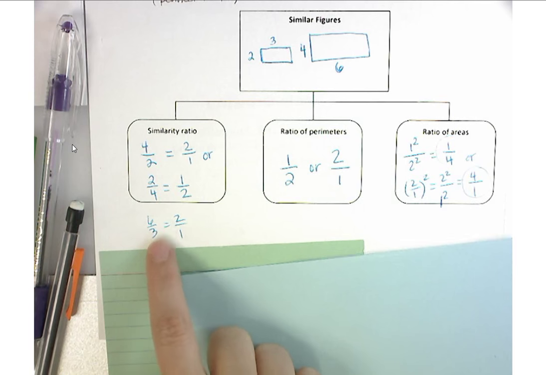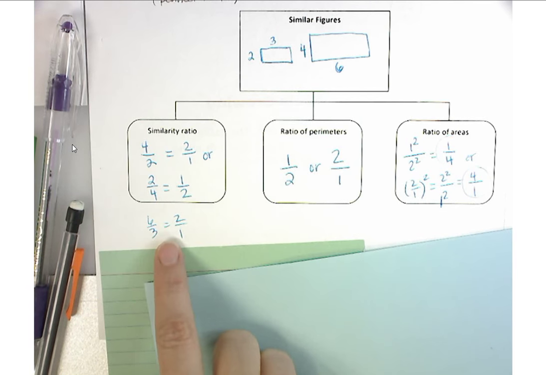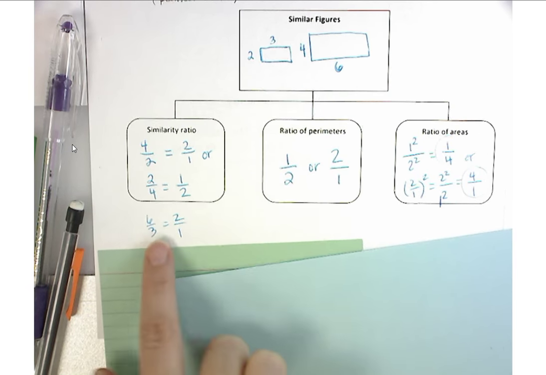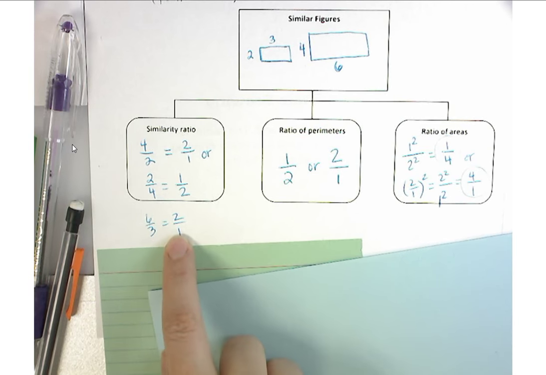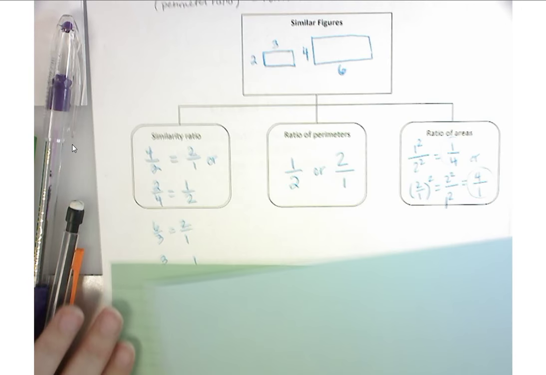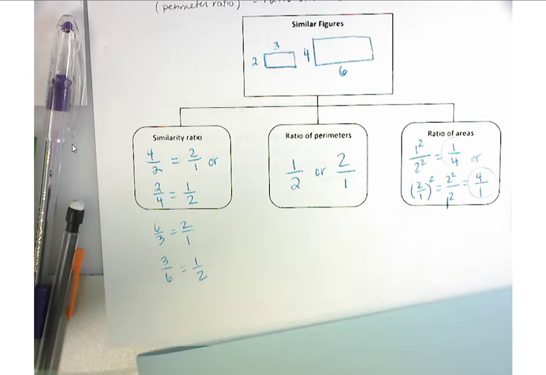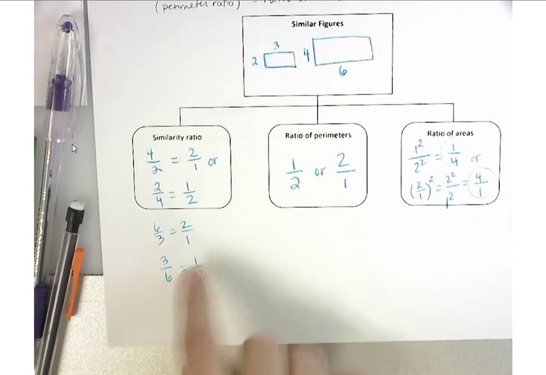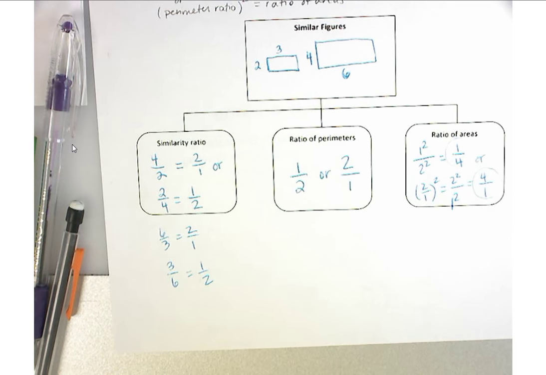With this one, I compared the smaller sides. If I compared the larger sides, notice that it's still the same thing. It's still 2/1 or 1/2. So it doesn't matter what sides you take as long as they are corresponding sides. Any questions for me so far?